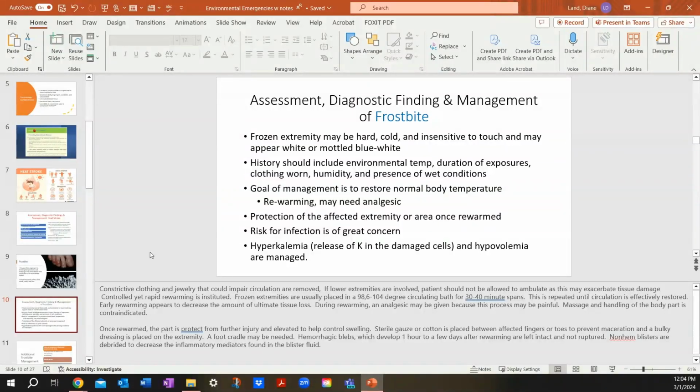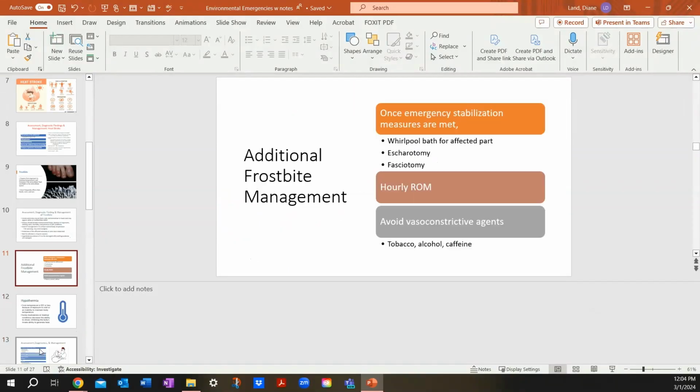Hemorrhagic blebs, which develop 1 hour to a few days after rewarming, are left intact and not ruptured. Non-hemorrhagic blisters are debrided to decrease the inflammatory mediators found in the blister. So this is all the management that's done for frostbite.